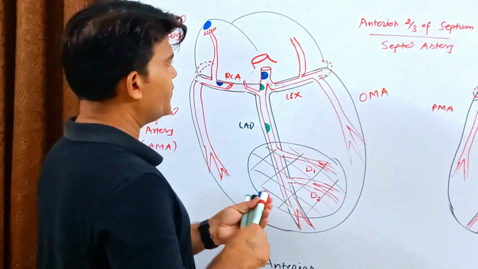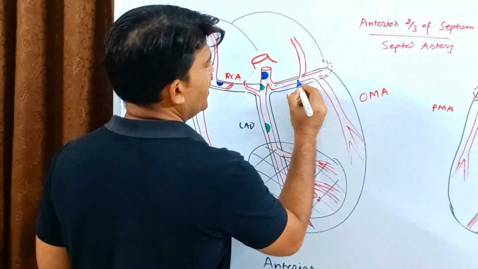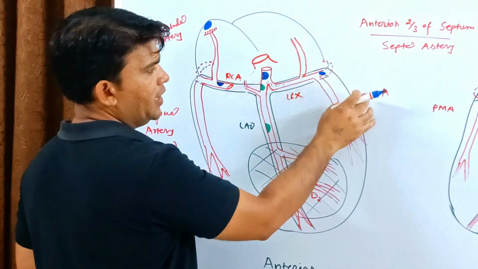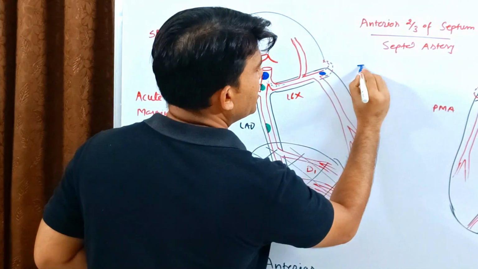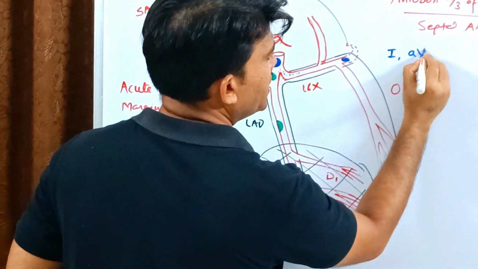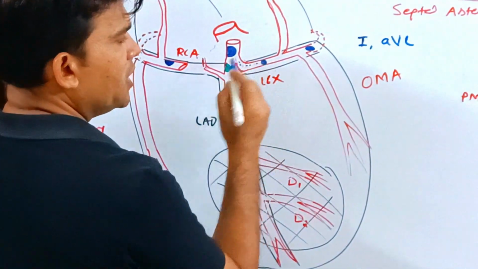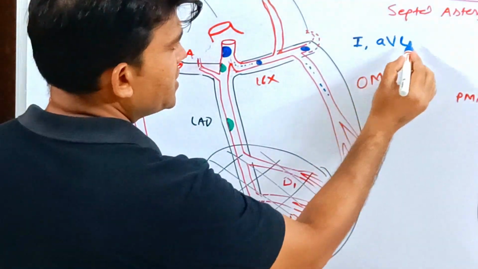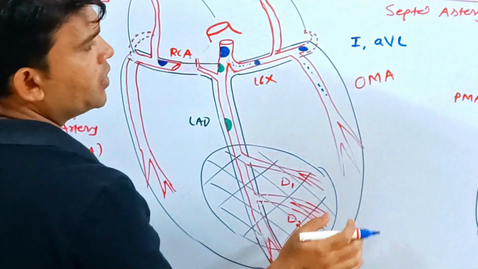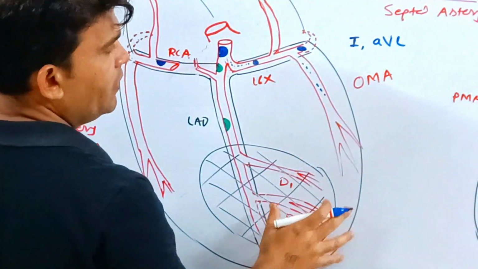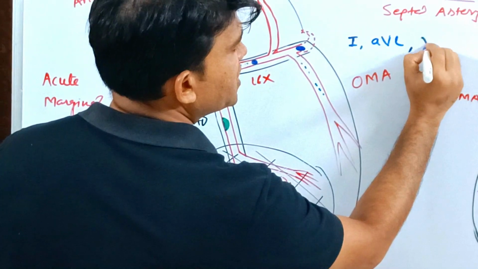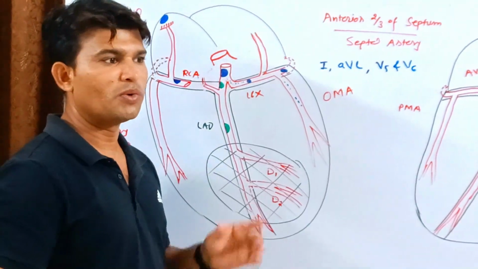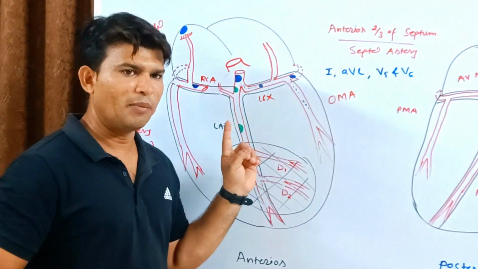But specifically if the LCX is blocked, like here, the patient will develop a lateral wall MI, and in that specific case the patient will see ST segment elevation in lead 1 and aVL. But if the proximal LCX is occluded, then this branch will also get affected, and in that case both lateral and apical areas will be affected, and you will get ST segment elevation in V5 and V6. So it depends on where the atherosclerotic plaque or thrombus has occluded. Am I making sense or not?